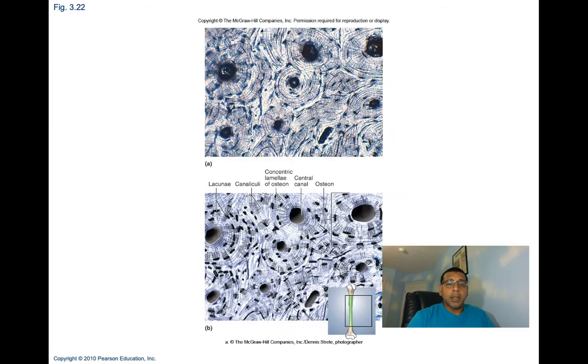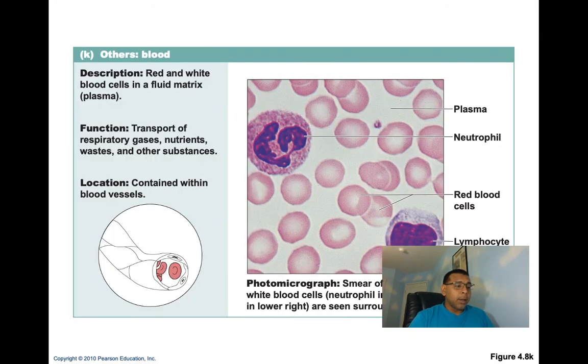All right, next then, let's move down. Let's talk blood. Blood, description: red and white blood cells found in a fluid matrix. The fluid matrix is called the plasma. Now the function of blood is it transports a lot of important substances: gases, nutrients, waste, hormones, right? We can go on and on. Where's blood? Hopefully just within our blood vessels. Right? We don't want it leaking around anywhere.